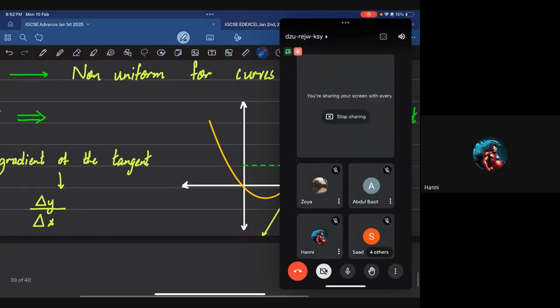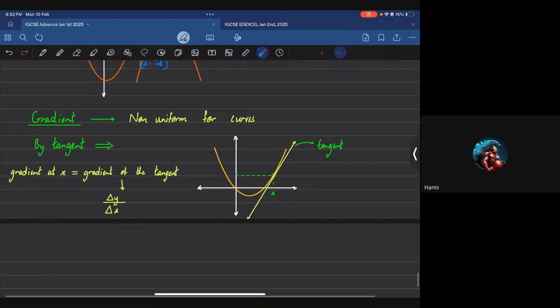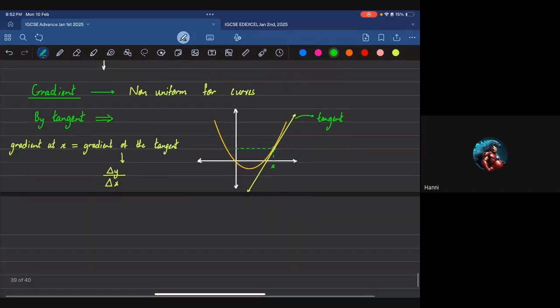All right. So now what's going to happen is, let's look into what was the other method there, by differentiation.